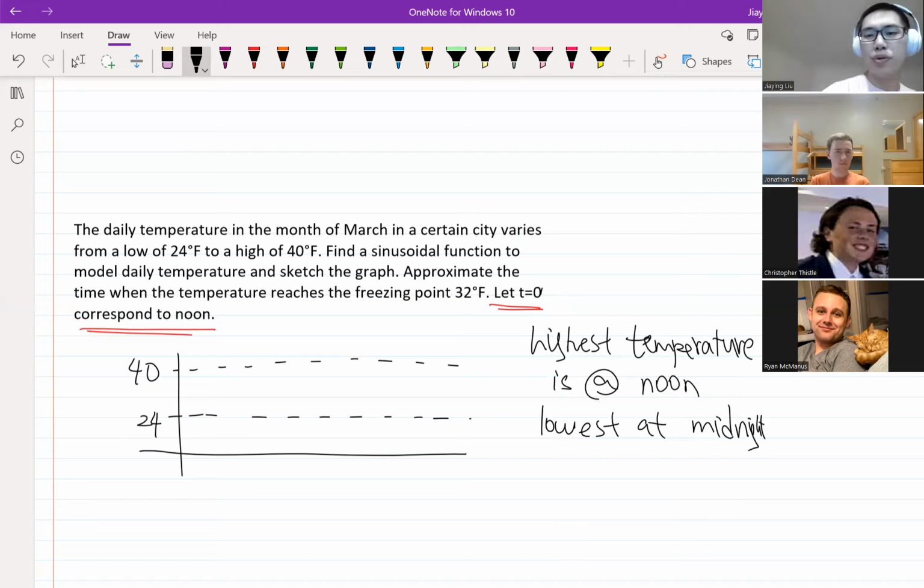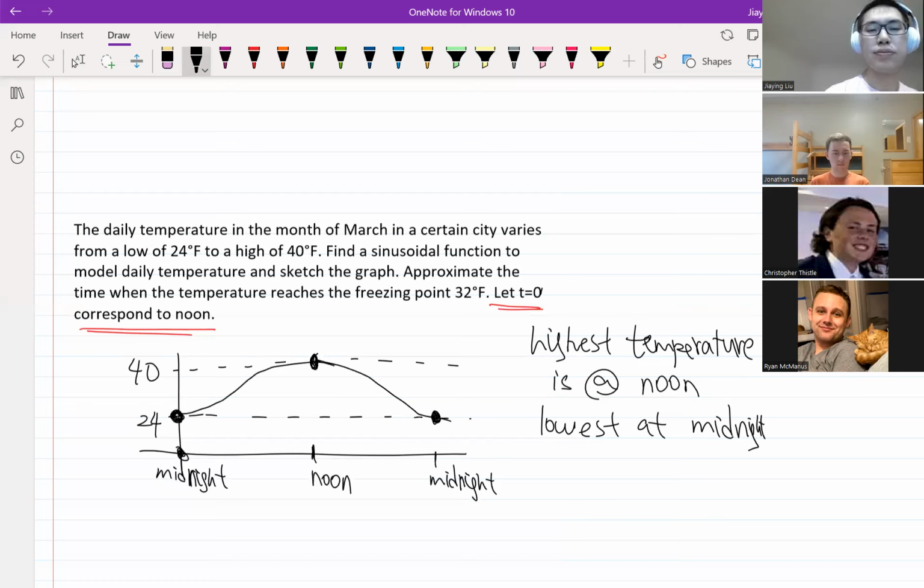So let's label some values. This is midnight, the origin, and 12 hours later at noon. At midnight, it's going to have the lowest temperature, 24. At noon, it's going to have the highest temperature, 40. And obviously, when it falls back to midnight again, the temperature is going to go to the lowest. And that's the full period. It's 1 day, 24 hours. So we can just quickly graph it. So that's a full period.